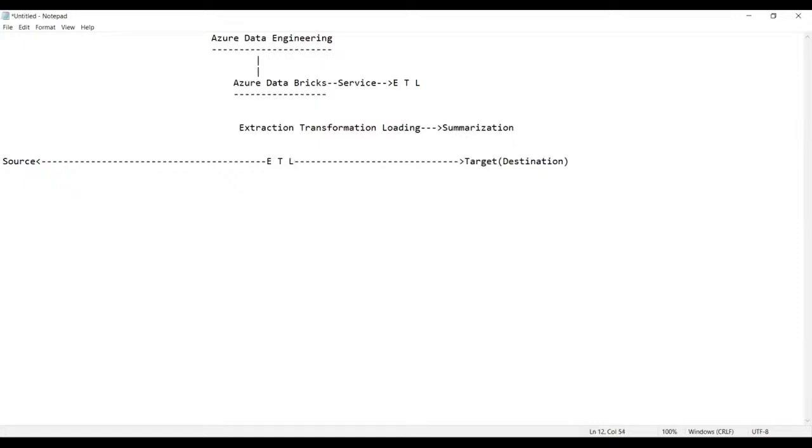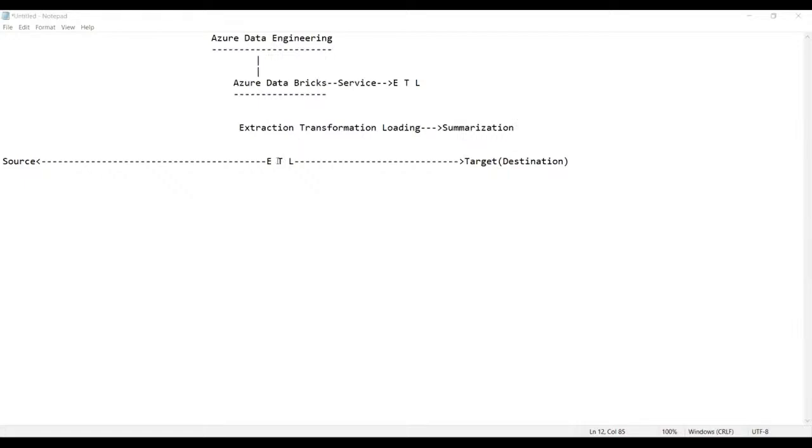ETL. What is that? Extraction, transformation, and loading is the process which is performed between two things. What are they? The source and the target. Now, guys, even a layman, that is a person who is not from an IT background, should understand this. That is my main motive for the explanation of all these things.